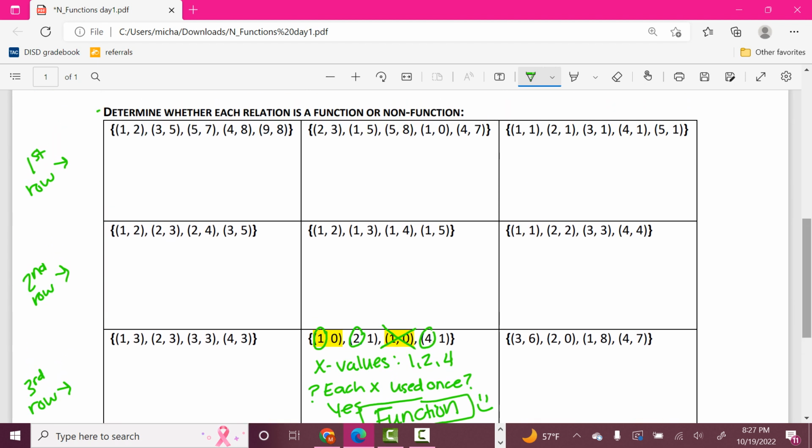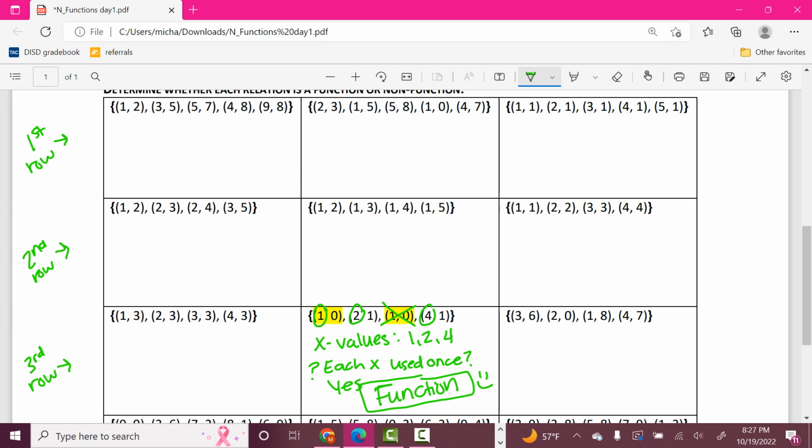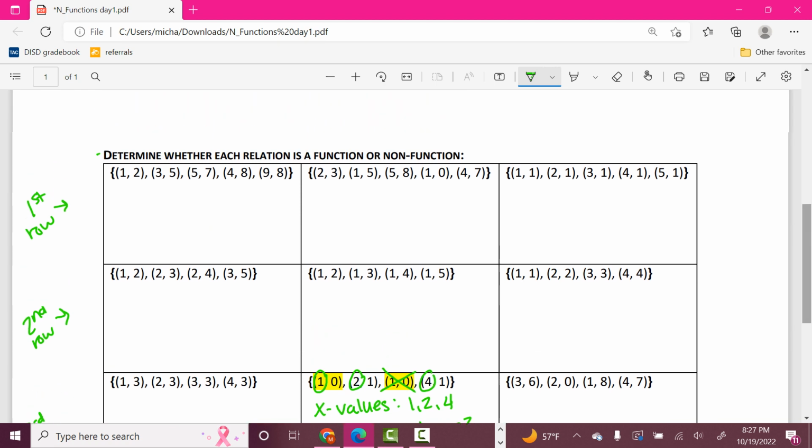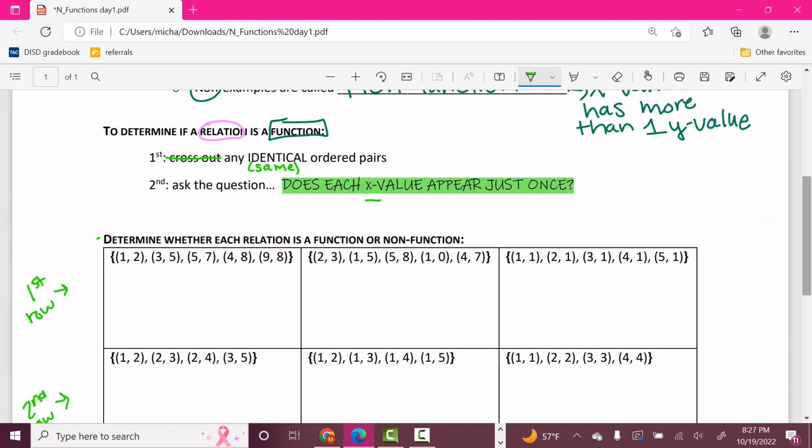Good. Now let's go back to the first row and look at some of these other examples. So the very first thing we were asked to do is cross out any identical ordered pairs. That's something that has the same exact x value and the same exact y value. So here I've got an ordered pair 1, 2. I have the ordered pair 3, 5. I have the ordered pair 5, 7. The ordered pair 4, 8. And the ordered pair 9, 8. None of those ordered pairs are identical to each other.